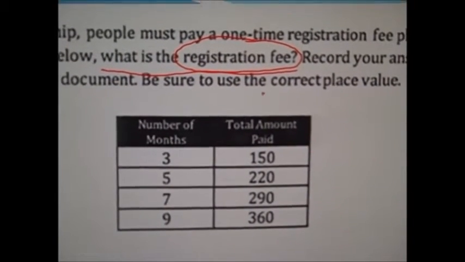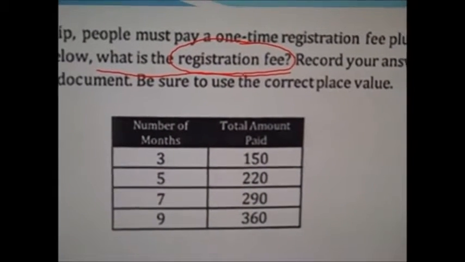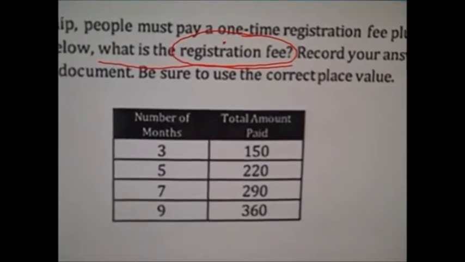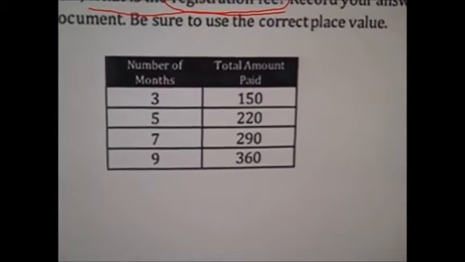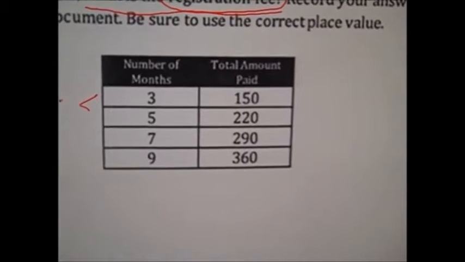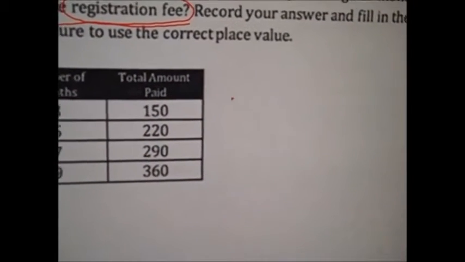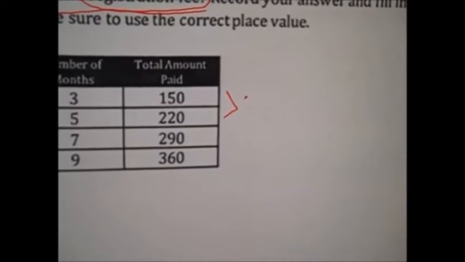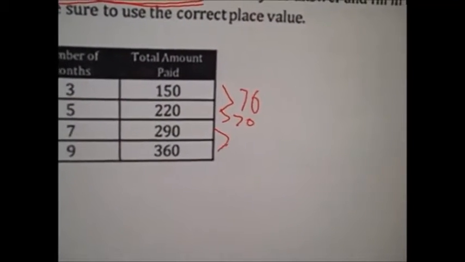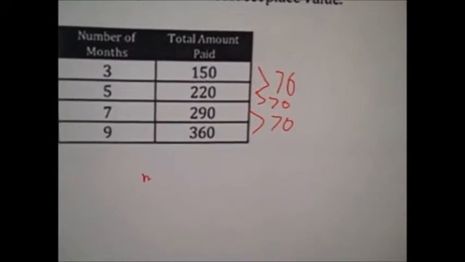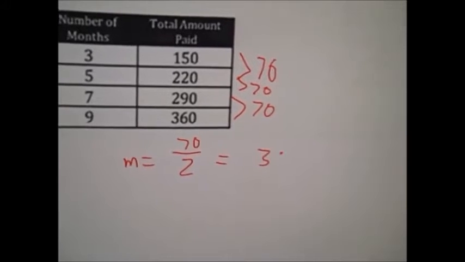It wants the y-intercept. Basically, the monthly payments will be the slope and the y-intercept will be the registration fee, which is only paid once. Look at the table, find the slope. Change in x is 2. Change in y, 70, 70, and 70. Basically, the slope will be 70 divided by 2, which is 35.